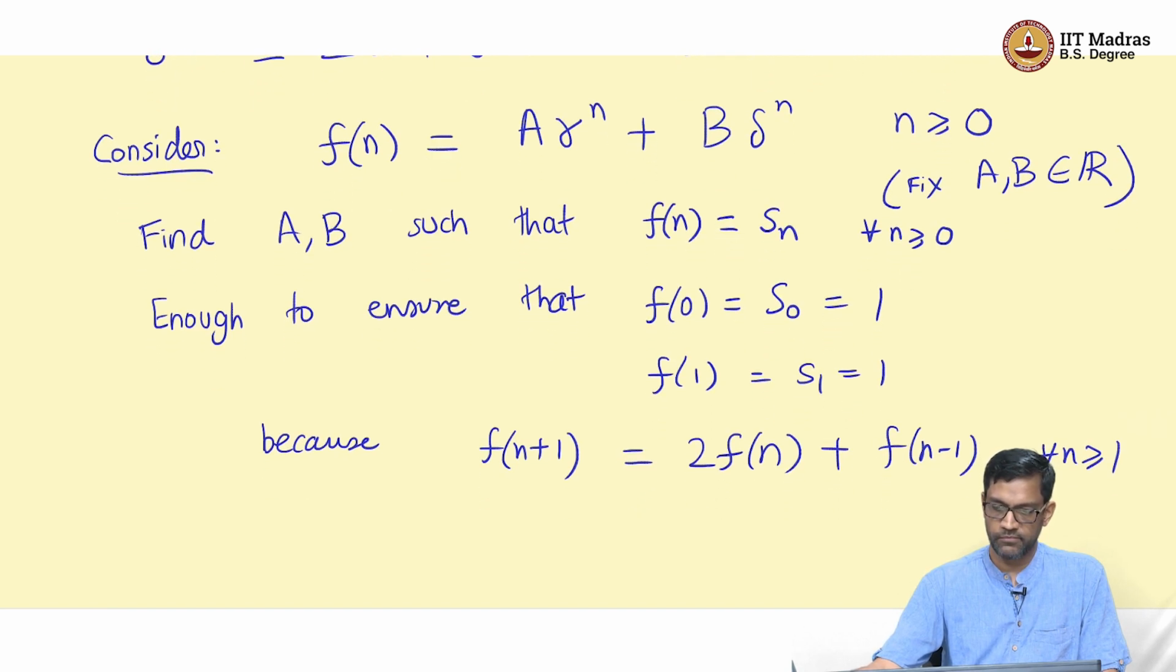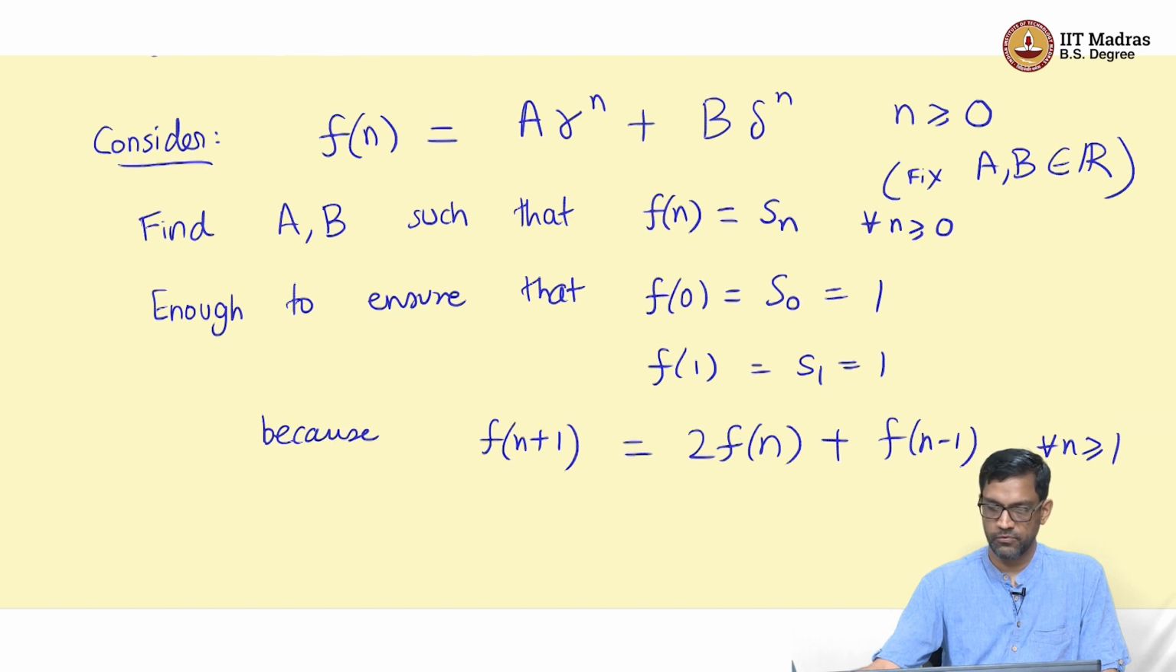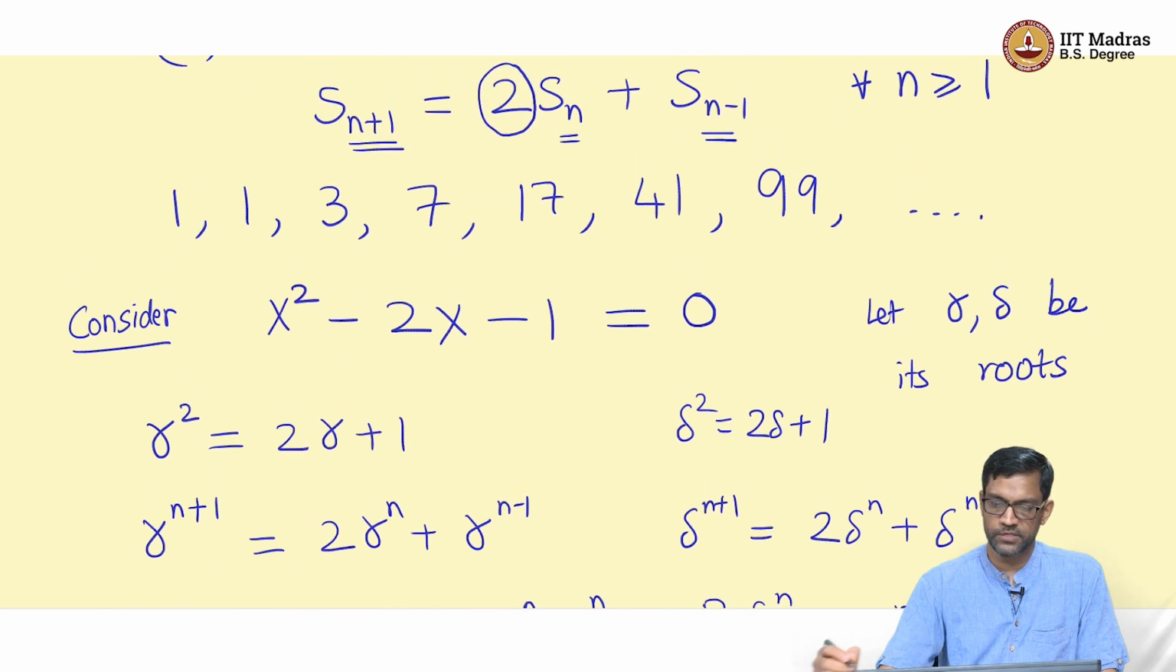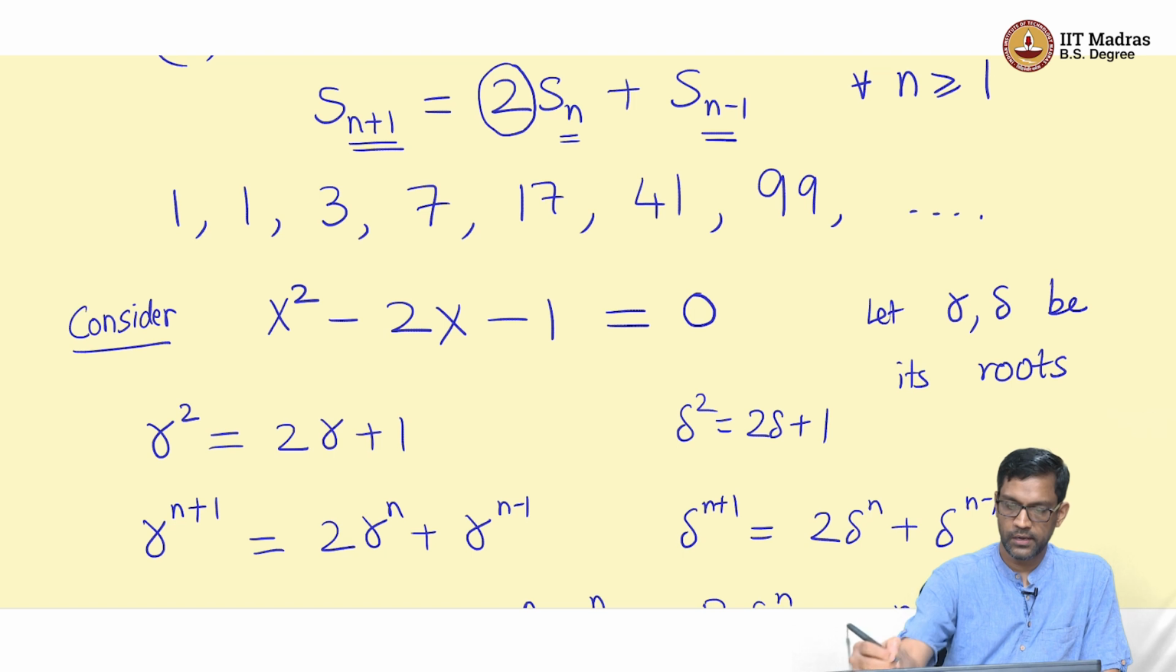So in this case again we have to solve these equations, but before that let's just see what gamma and delta are. They were roots of this equation, x squared minus 2x minus 1. So let's just use the quadratic formula again. What are the roots of this equation?